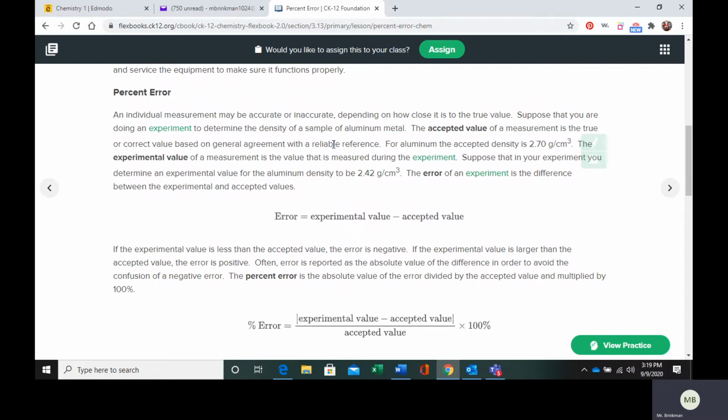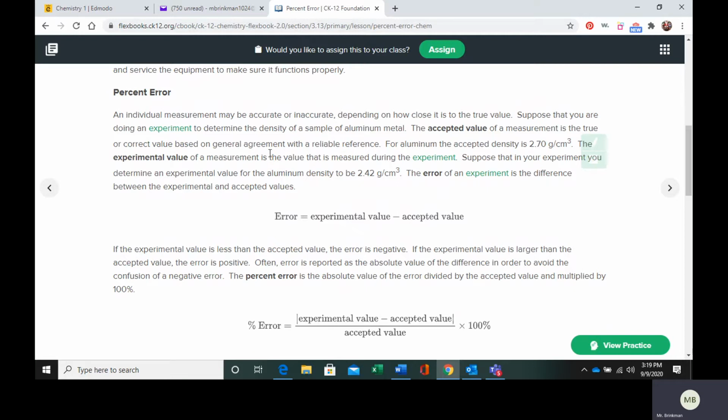If this is an amount that has been repeated in laboratories over and over, it's generally the accepted value. So for every possible outcome in chemistry, if you're trying to find the density or the solubility or certain property of a substance, there is always going to be an accepted value. For aluminum, you have this accepted value for density of 2.7 grams per cubic centimeter.